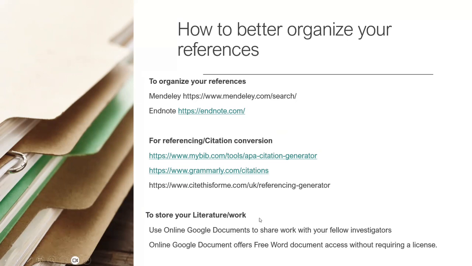Some people may not have access to Google Docs, so create an online Google document. If you're working as a group of 3 or 4 people, you can share Google Documents with each other. You can work online, and you can see the changes everybody makes to it. It also offers you free document or Word access.